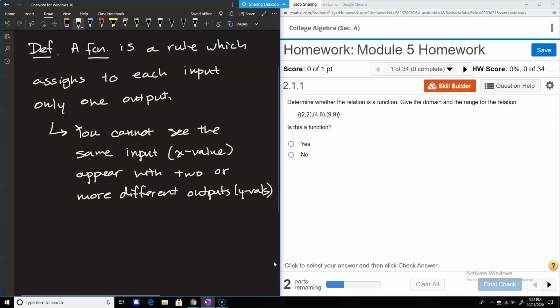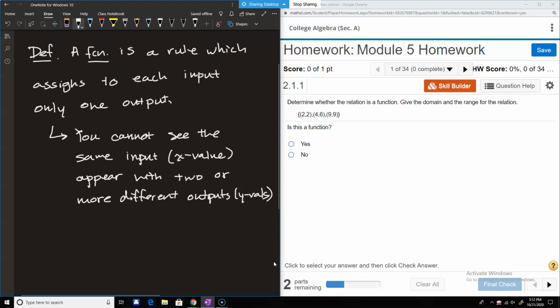So it is okay to see two different inputs have the same output, right? So you could have 2, 1 and 3, 1, and that would be okay because you have two different inputs, but each of them only has the one output. But what you cannot have is like 1, 3 and 1, 5, because then you would have the same input, but they would have two different Y values associated to them. Okay, and you could think graphically they would be on the same vertical line.